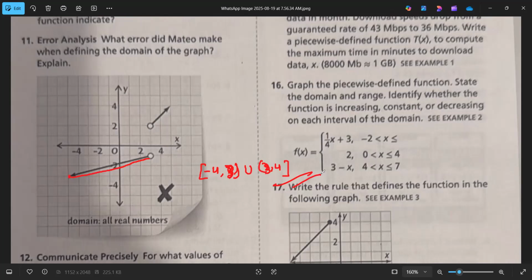Wait, but the open circle means not including, so why are you including it? No, I'm not including it. That's why I use an open interval. If I used a closed interval, then you can say 3 is included.